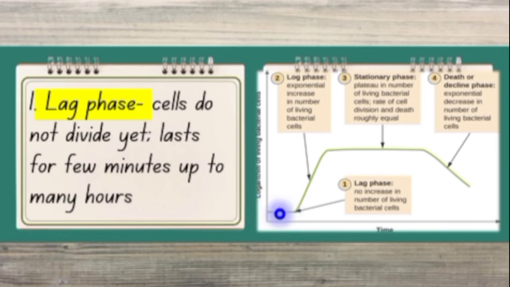After a few minutes, the bacterial cells will divide exponentially. Therefore, as you can see here, the line graph is also increasing abruptly. Okay, so the log phase is also known as the exponential phase, a sudden increase in the number of living bacterial cells. Okay, now after the log phase, you can see here.